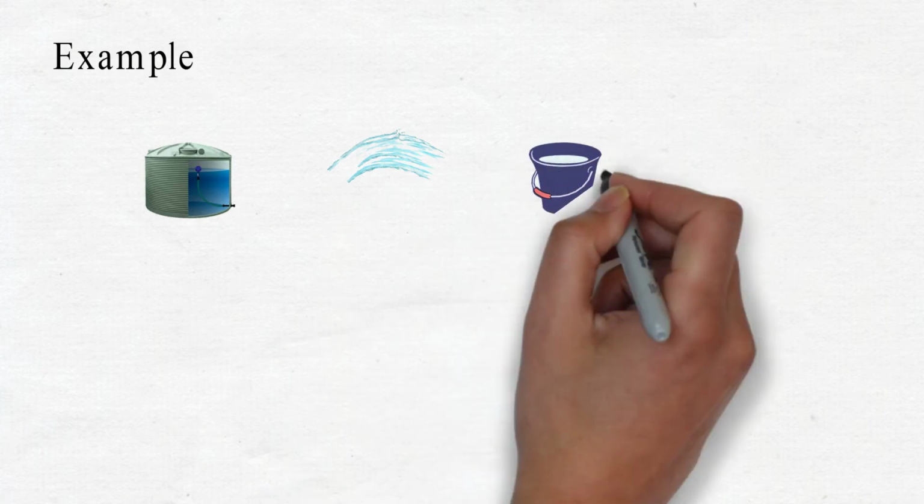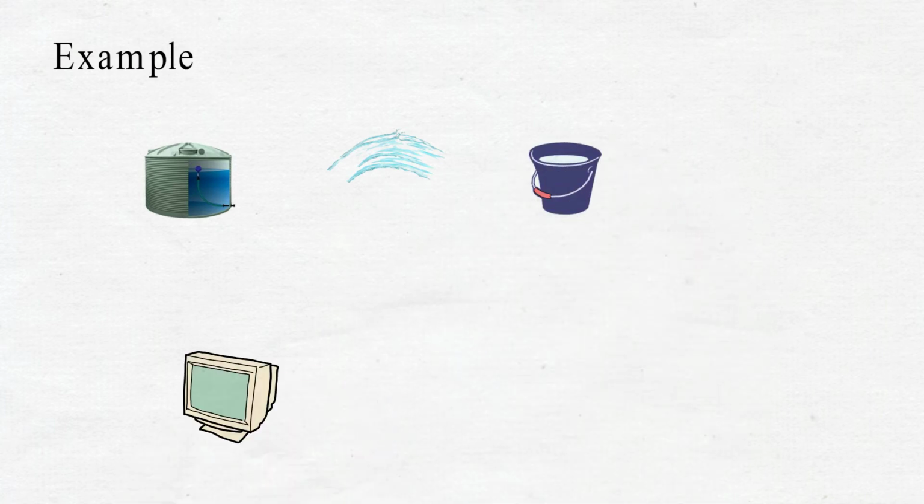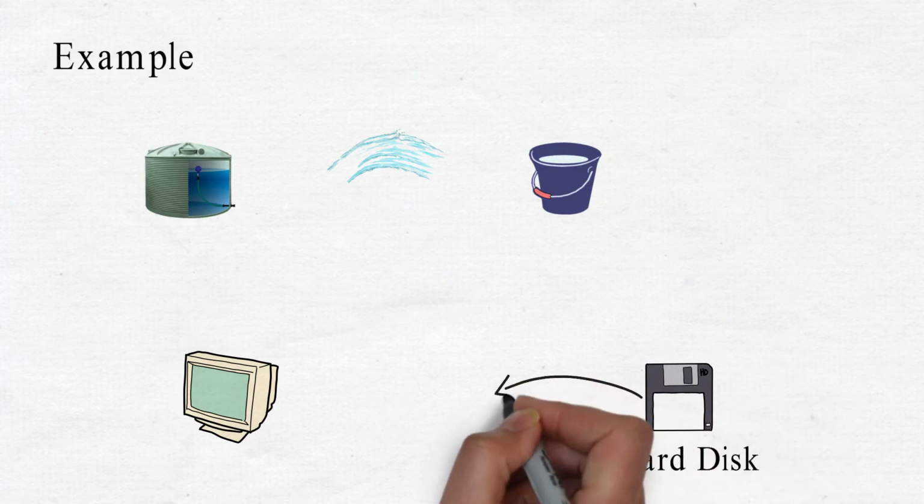For example, when we require water, we use buckets, bottles, etc. for it. In the same way, the computer stores programs from the hard disk to the RAM to run.